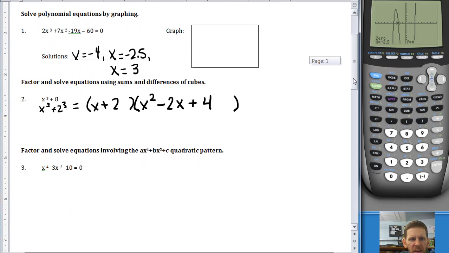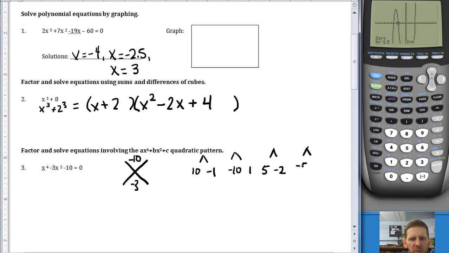Number 3. Factor and solve using the quadratic pattern, with x to the 4th. So when it talks about the quadratic pattern, we can set up one of these little x boxes, and we're looking for 2 numbers you can multiply to get negative 10 and add to get negative 3. Now, there aren't a lot of things you can multiply together that give you negative 10. Things would include 10 and negative 1, negative 10 and 1, 5 and negative 2, and negative 5 and positive 2. Do any of these numbers add up to negative 3?